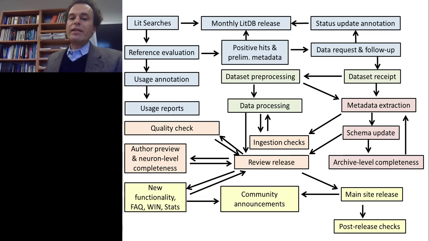So the database is maintained through a continuous pipeline of processes that starts from searching the literature to identify data. We have an ongoing, continuously updated literature database that is annotated with a combination of language processing, automated parsing, and custom annotation. In the same data search, we also analyze reports of the usage of the data, so we can then return to the authors and to the funding agencies with updates on the usage of the resource. We then request the data.